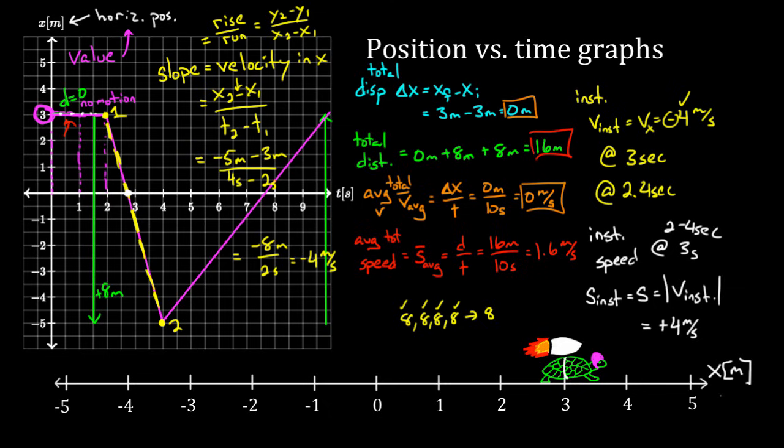So, recapping really quick, the value of a horizontal position versus time graph gives you the horizontal position, surprise, surprise. The slope of a horizontal position versus time graph gives you the velocity in the x direction. The average slope gives you the average velocity. The instantaneous slope gives you the instantaneous velocity. And if it's a straight line with no curvature, these are going to be the same on any given line.